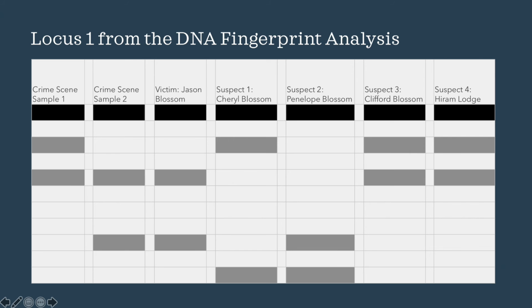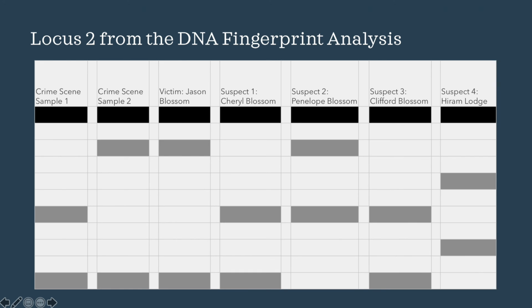As you can see, the bands in this match up perfectly with Jason Blossom's bands. This confirms that this sample is from victim Jason Blossom. Now looking at crime scene sample 1, we see that its bands match up perfectly with Clifford Blossom as well as Hiram Lodge. So we can eliminate all other suspects as being suspects.